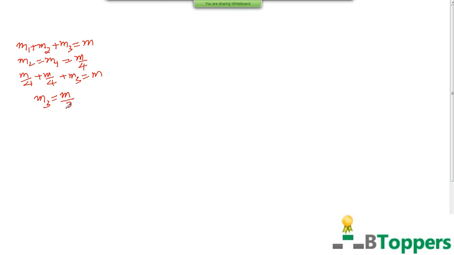So, let M1, M2, M3 denote the masses of the three pieces into which the body explodes. So, M1 plus M2 plus M3 equals m. Here it is given that the first two parts have the same mass, each equal to m/4. So, we can take M1 equal to m/4 and M2 equal to m/4. So, we get the mass of the third part equal to m/2.